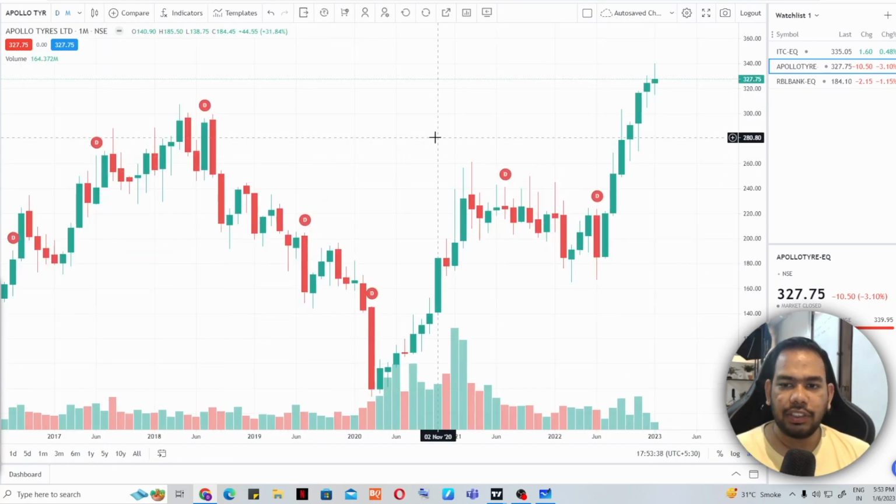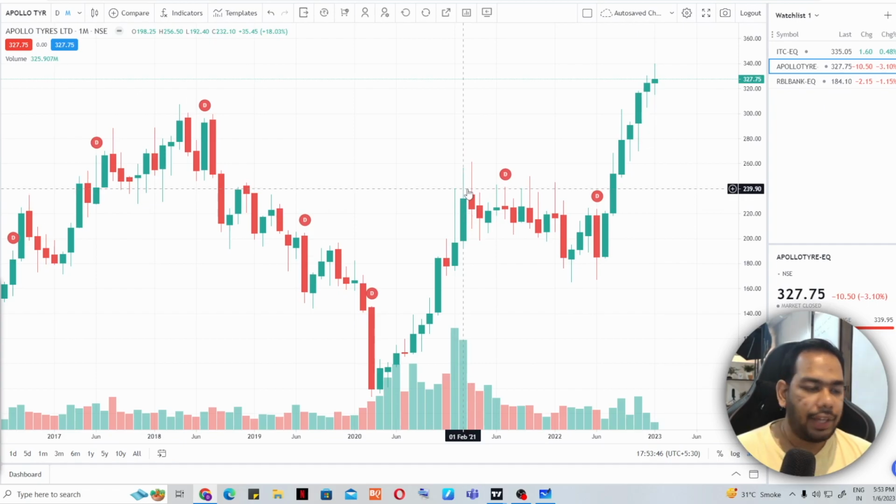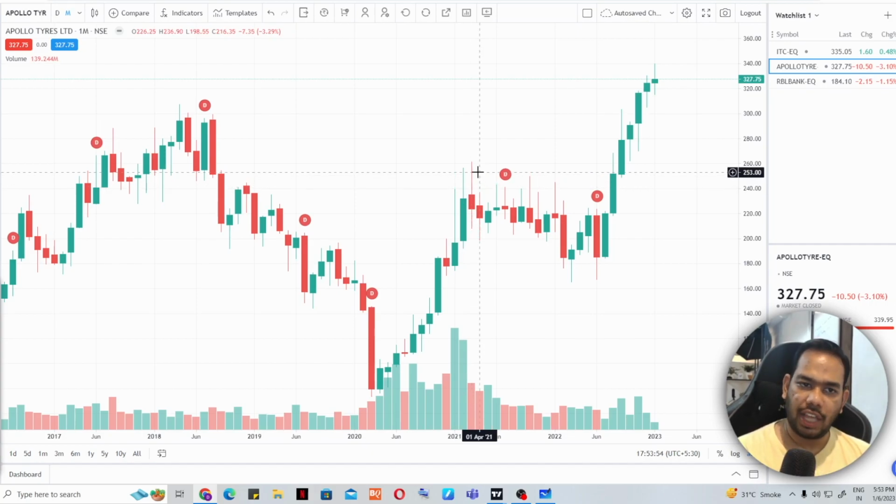As we can see on the monthly chart here, we see a clear uptrend, a clear momentum in the counter, and because of this, if we are thinking that we could make a bull call spread as the counter has given a breakout above its previous month high, then that is also a fair point.